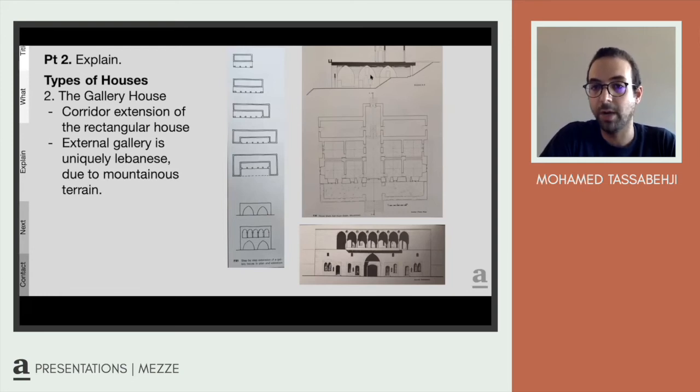If you look at the example on the right, the Lebanese example uses the first floor, the rectangular house with a vaulted ceiling, as a stable, as a kitchen. The second floor, which is the residence, has the gallery that looks out to the slope.